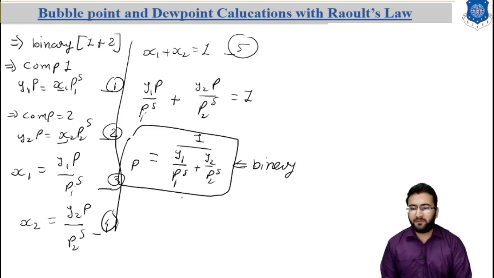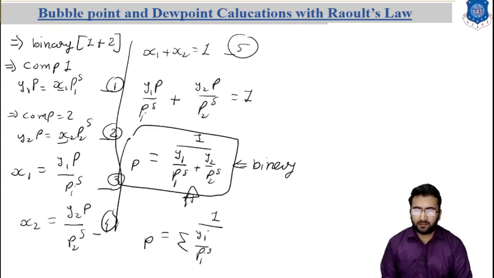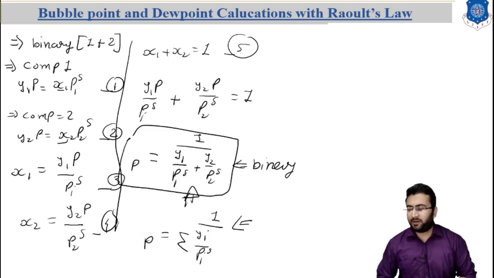Now, if we want to use the Raoult law for the multi-component system, then it becomes P is equal to 1 upon the summation of yi upon pi. So this becomes P is equal to 1 upon summation of yi upon pi saturated. So it becomes the dew point calculation using Raoult law for the particular component.